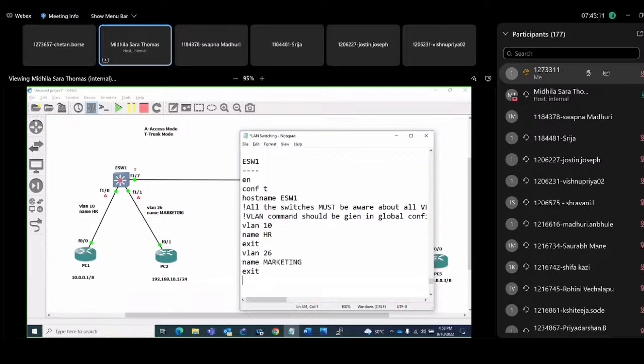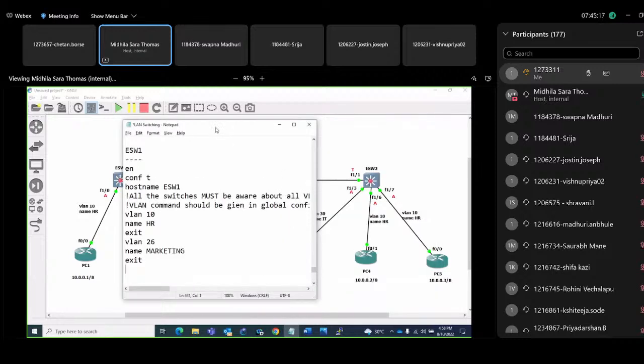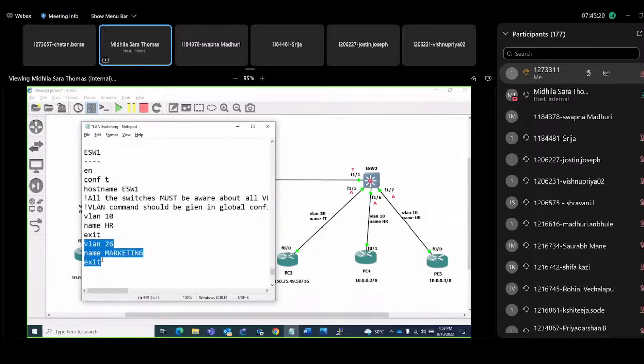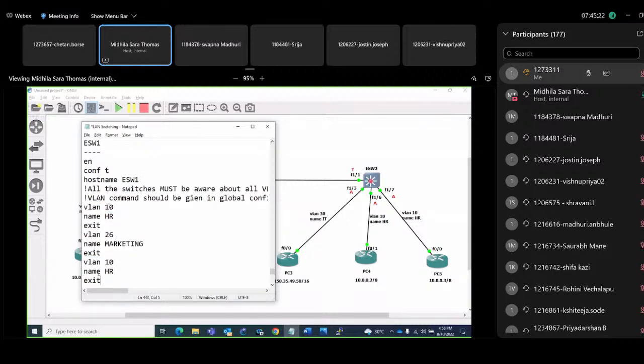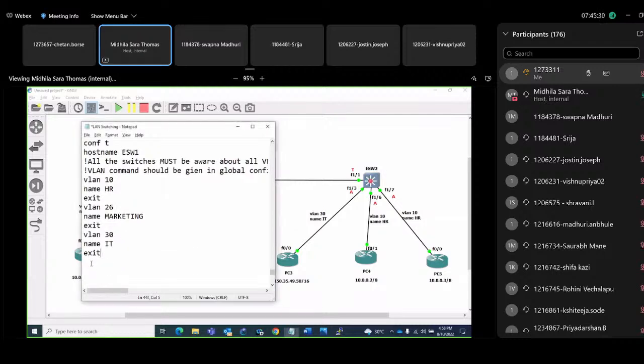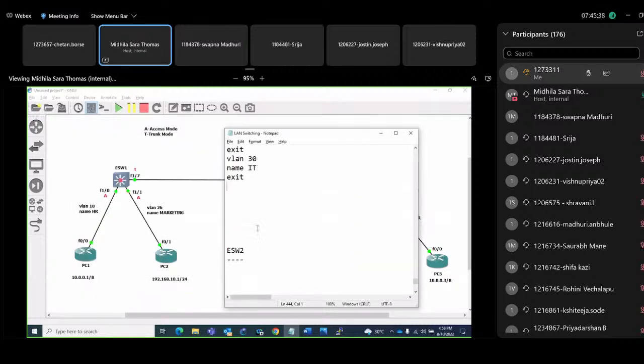Now you'll be thinking, this is enough, right? Because in ESW1 only VLAN 10 and VLAN 26 are there. No. If there is any other VLAN in the topology, write it. VLAN 30, name IT, exit. Is this clear for you? Yes.